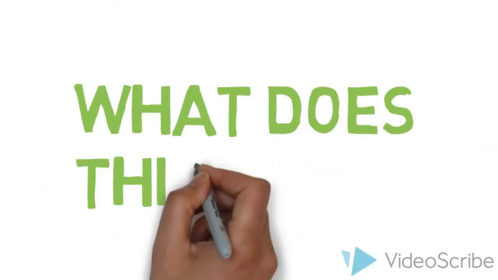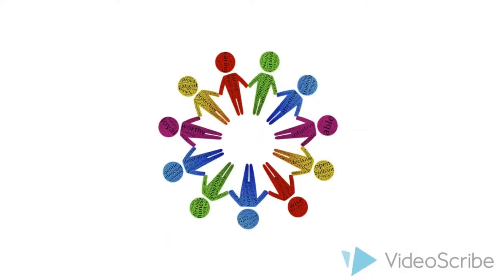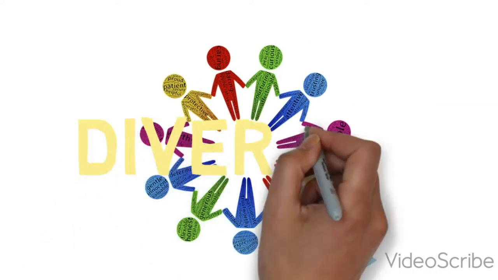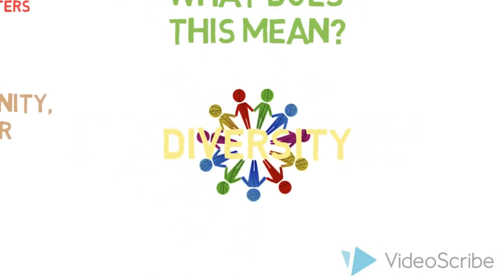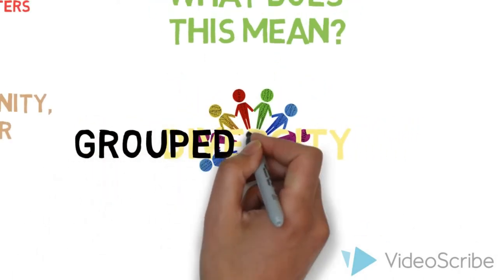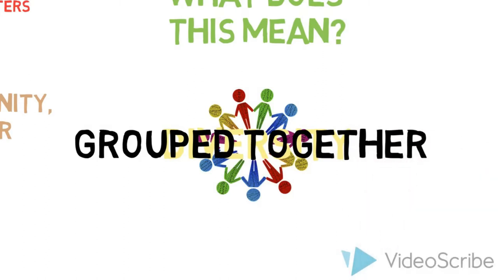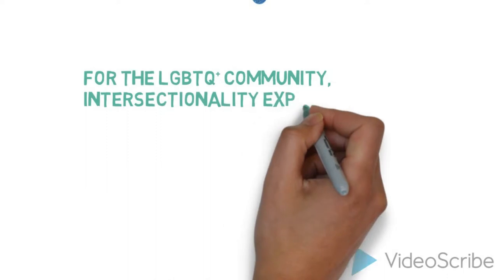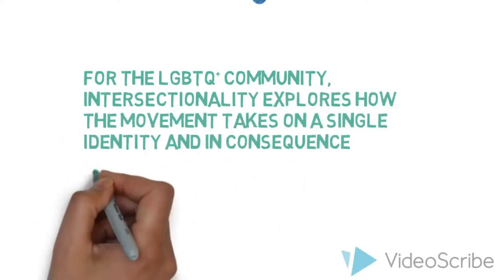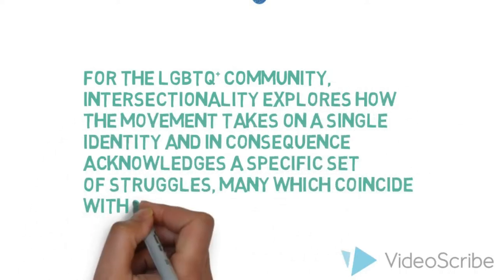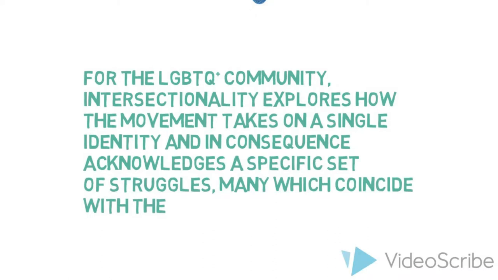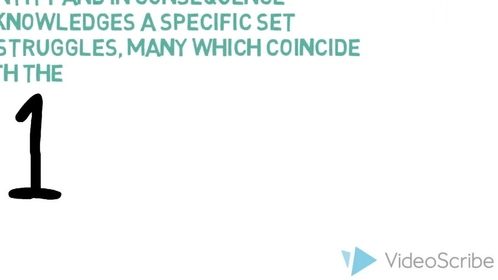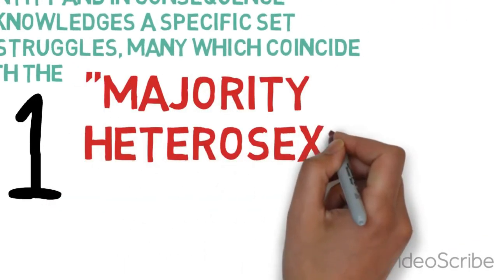Now, what does this mean? Well, it means that the LGBTQ community has something beautiful, something called diversity. But it also means that the LGBT community gets grouped together. For the LGBTQ community, intersectionality explores how the movement takes on a single identity and in consequence acknowledges a specific set of struggles, many of which coincide with the, wait for it, majority heterosexual experience.